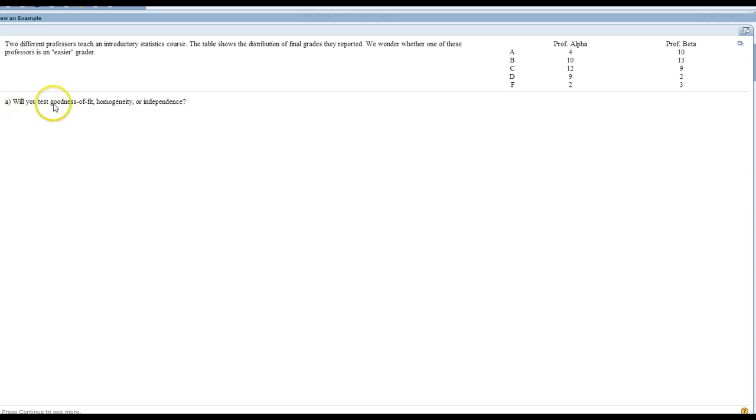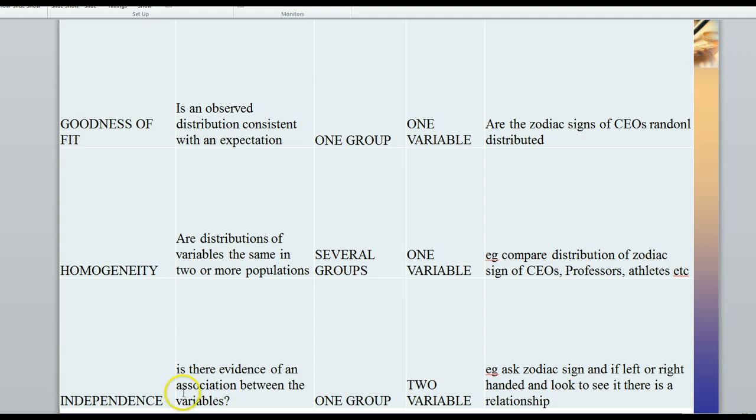Will you test goodness of fit, homogeneity, or independence? If we look back at this slide and just try to simplify it, we have a situation where there is one group and one variable. So it is going to be goodness of fit? Absolutely not. There's not one group.